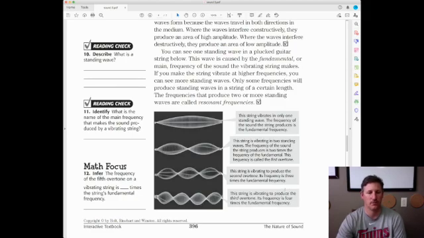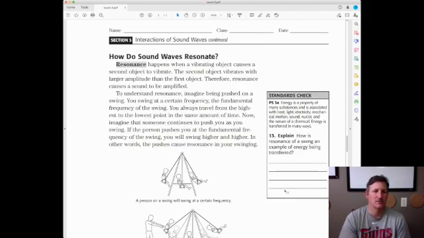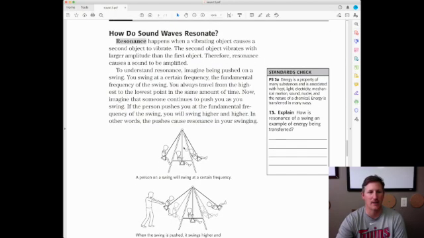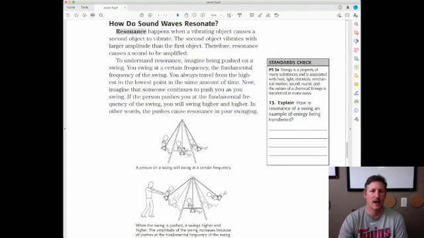All right. Now let's talk about resonance. Resonance happens when a vibrating object causes a second object to vibrate. The second object vibrates with a larger amplitude than the first object. Therefore, resonance causes the sound to be amplified.